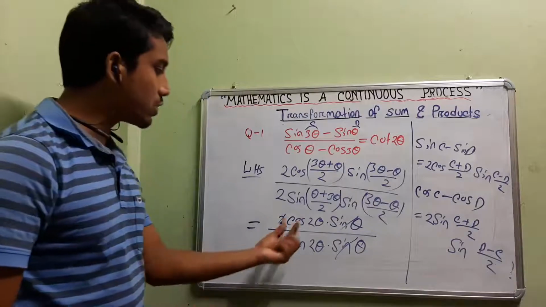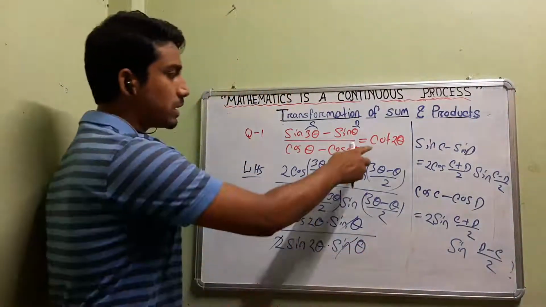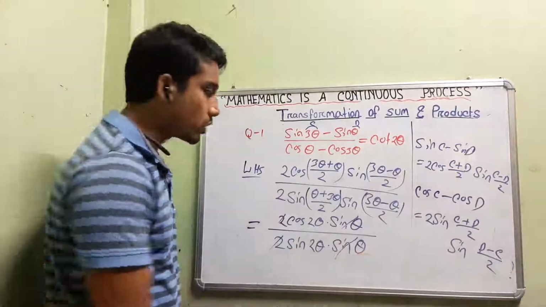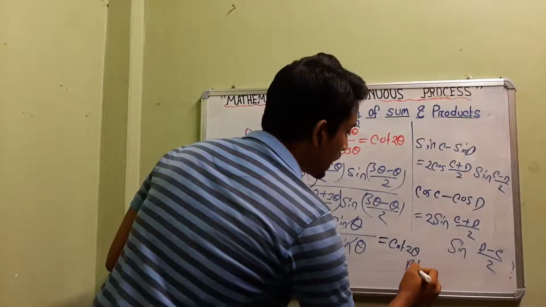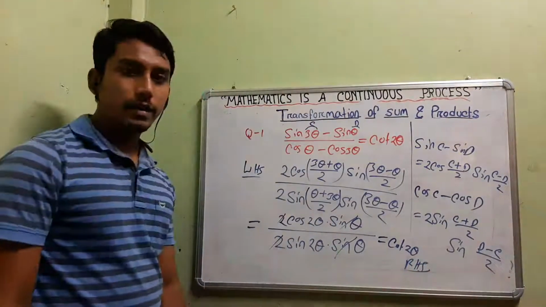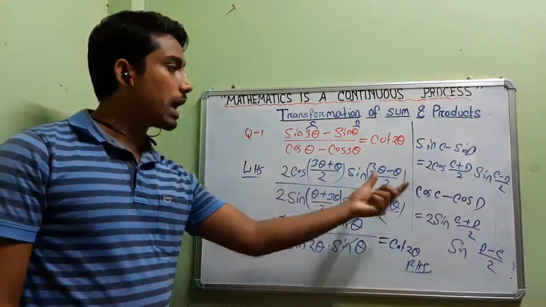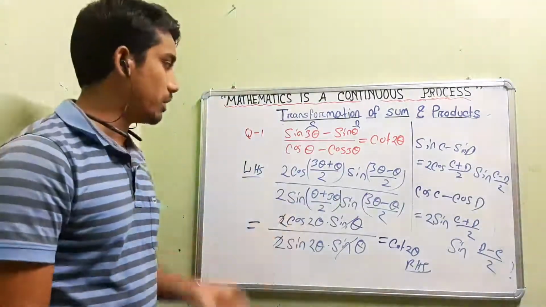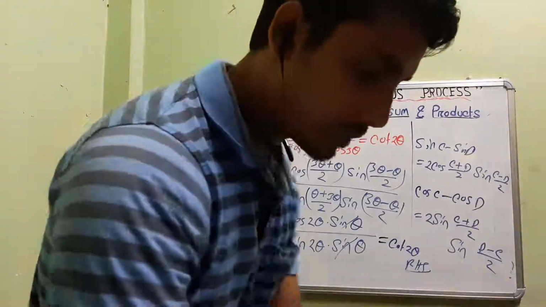So what we are getting? Cos 2 theta divided by sine 2 theta. Obviously, that is cot 2 theta, which is your right hand side, and hence proved. So this is the proving style, this is the style of how we'll apply the formulas in the problem. So let me go with the second problem quickly.